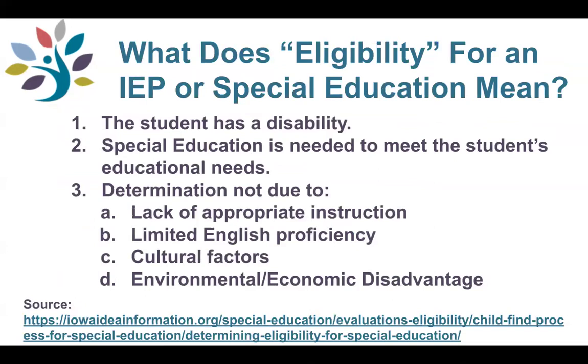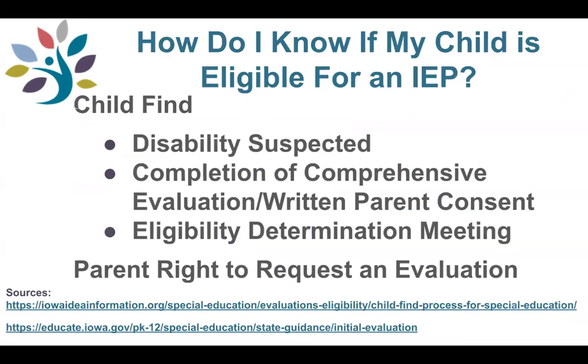What does eligibility for an IEP or special education mean? It means that, one, the student has a disability. Two, they're going to receive specially designed instruction through special education to meet their educational needs. And three, during the evaluation, the determination was not due to lack of appropriate instruction, limited English proficiency, cultural factors, or environmental or economic disadvantage.